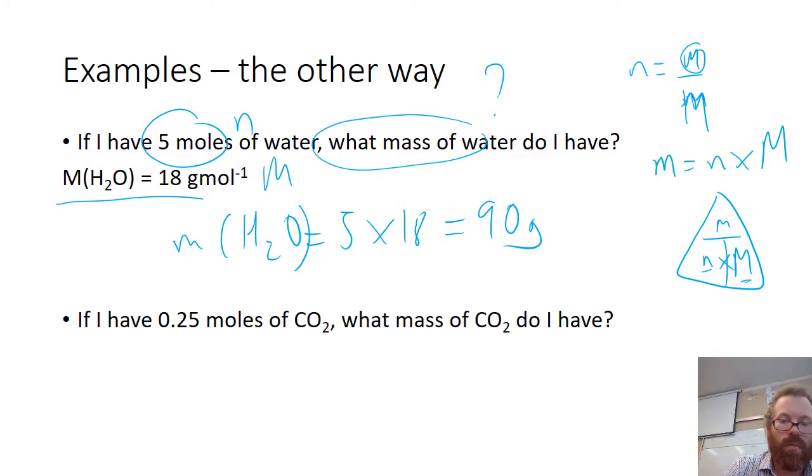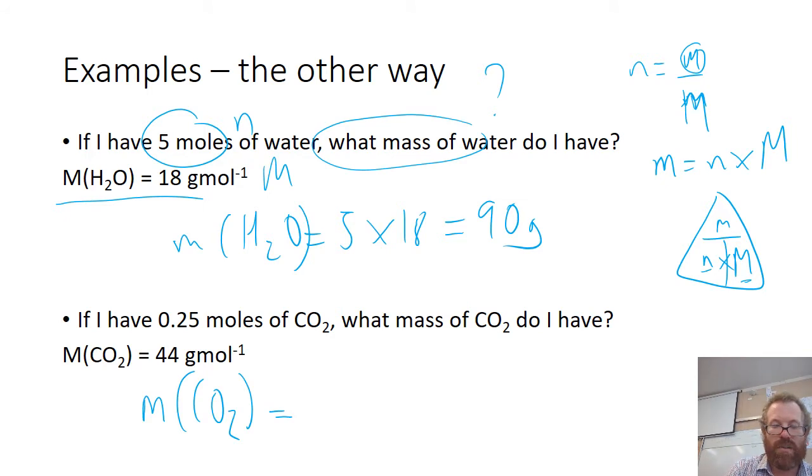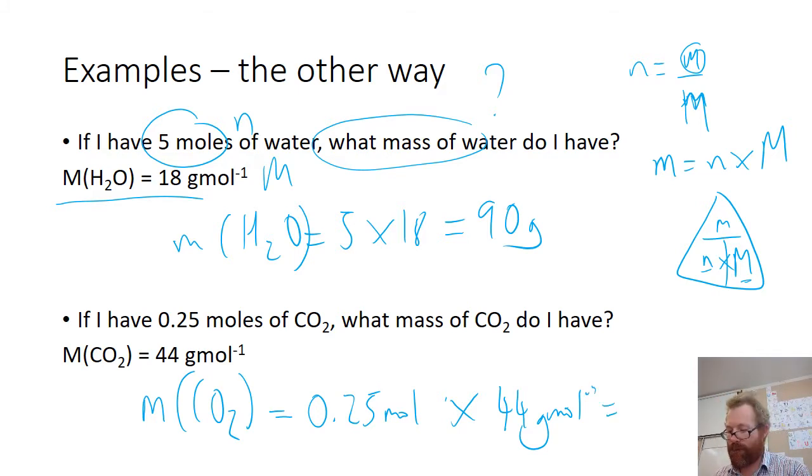Another one, if I've got 0.25 moles of carbon dioxide, what is my mass? So my mass is what I want to find out. And I have my moles is 0.25 mole multiplied by 44 grams per mole. And that equals 11 grams.